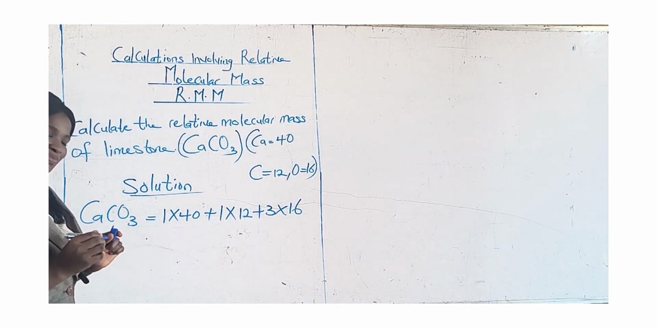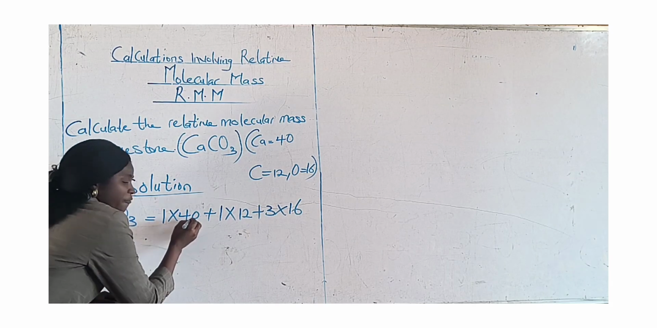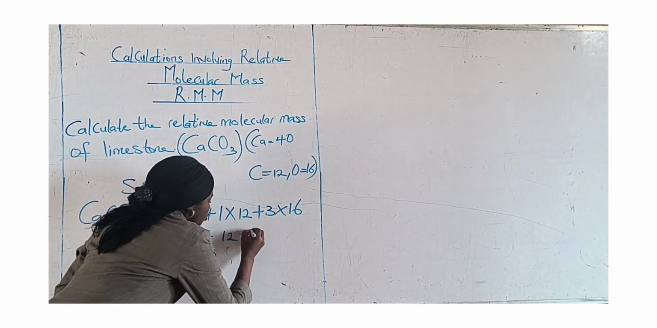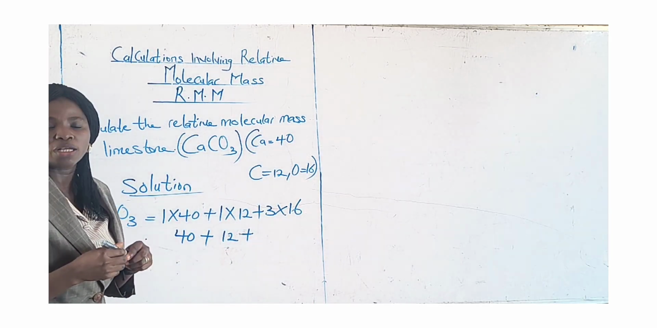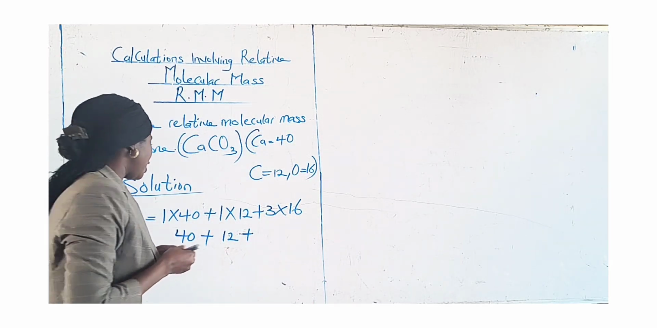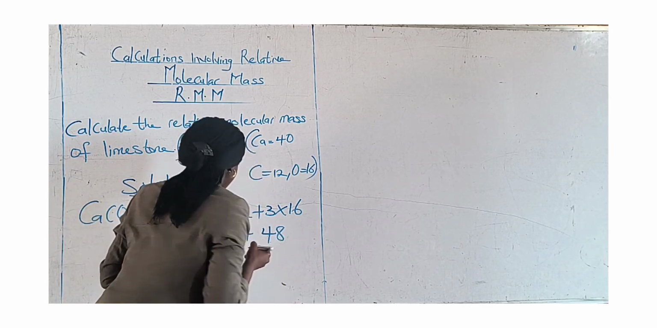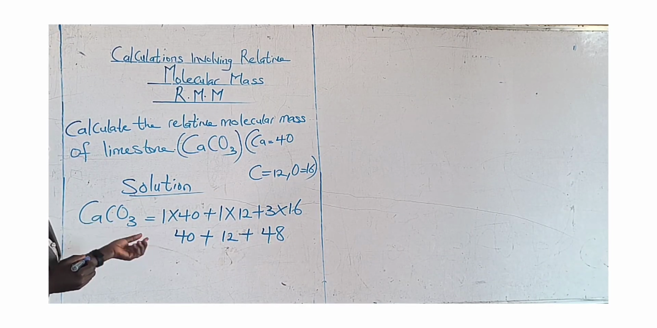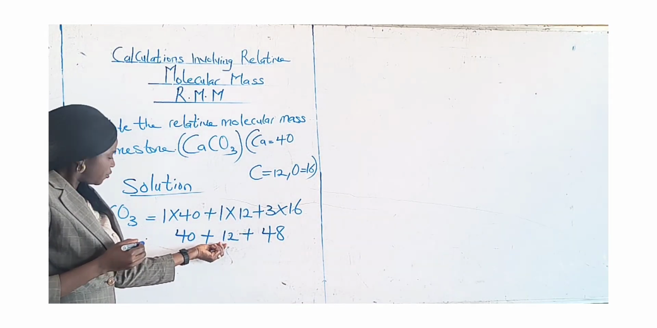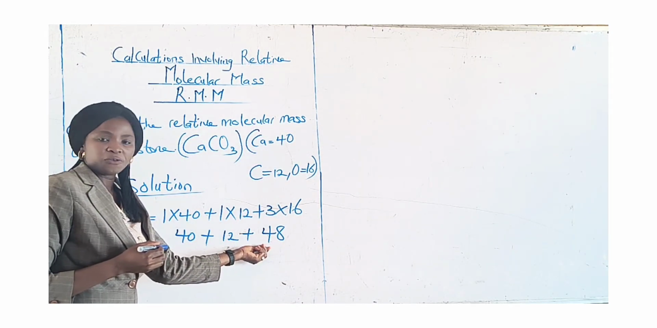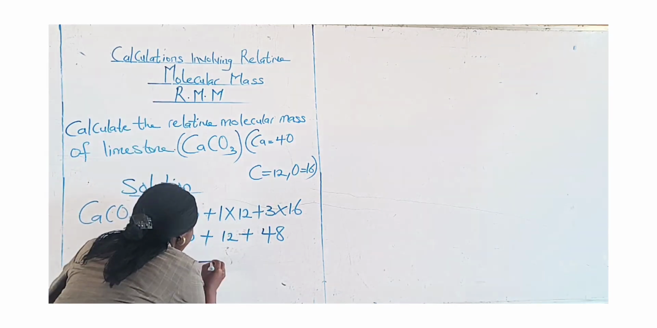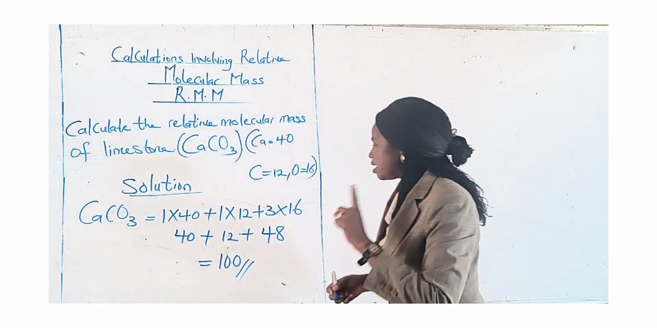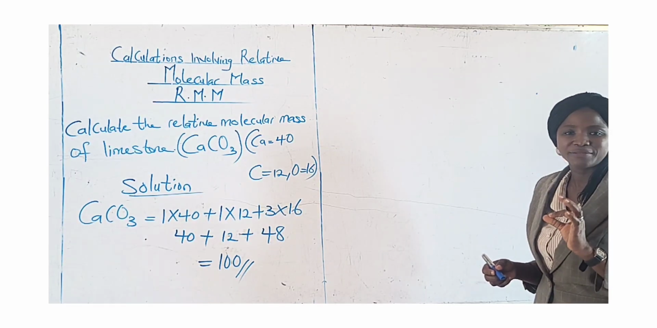Good. I hope you are following. So we now have 1 multiplied by 40 is what? That will be 40. Plus 12. Plus 3 multiplied by 16 is what? 48. We have 48. Now we are going to sum the 3 together. So what do we have? 40 plus 12 is what? 52. 52 plus 48 is what? 100. So our answer is what? 100. I hope it's very clear.